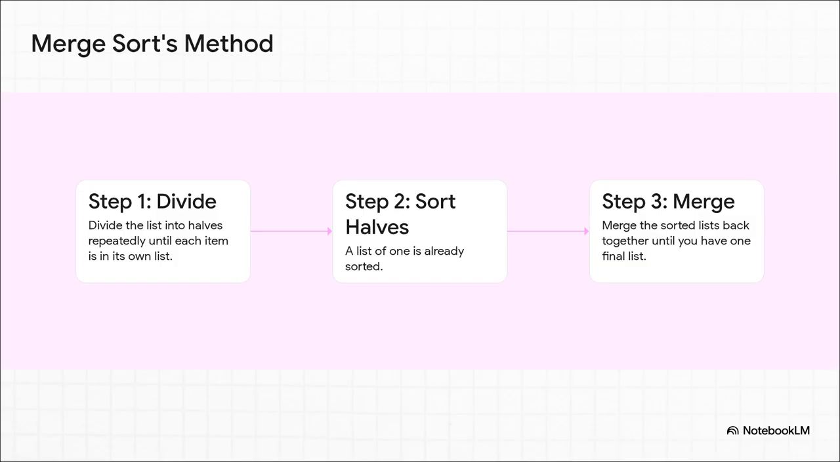So now the real magic begins. You start merging those little lists back together, two at a time, making sure they're in the right order as you merge. You just keep merging these now sorted chunks until, poof, you have one big perfectly sorted list.